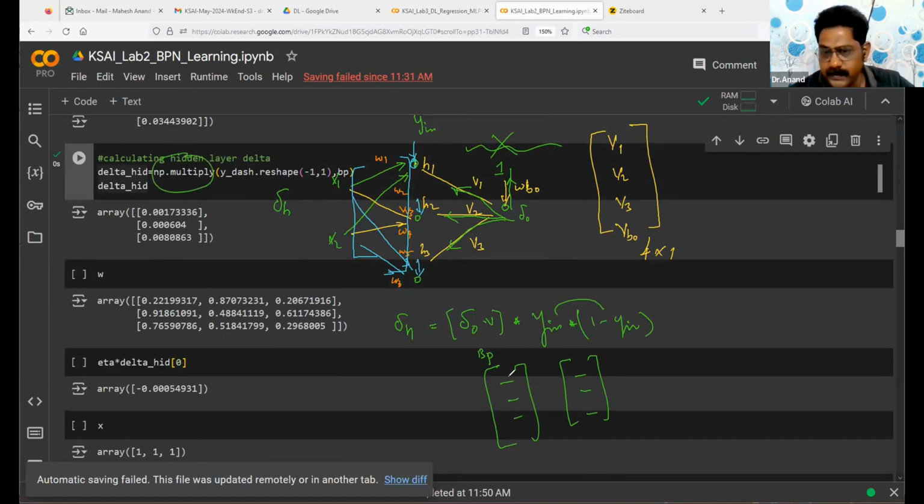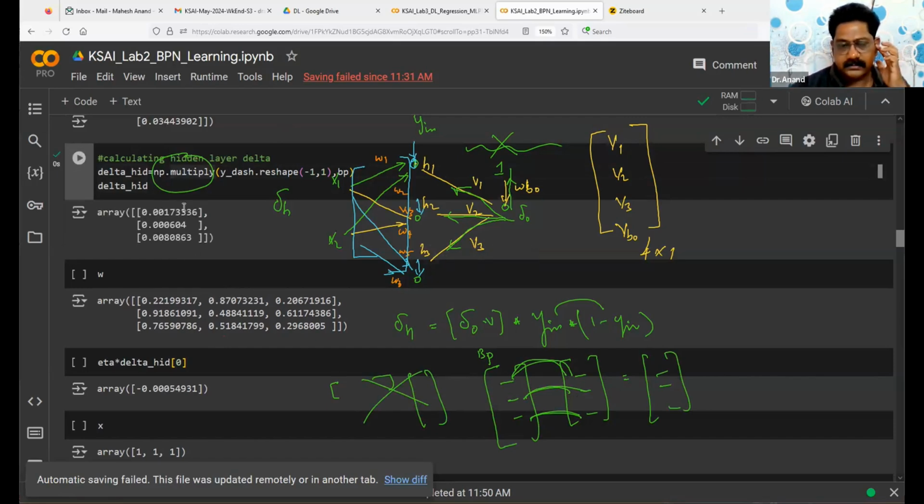NP dot multiply, what NP dot multiply will do, it's element-wise multiplication, whereas your dot product will do a matrix multiplication. One should be like a row vector, another is a column vector, sum of products. But this is not a sum of products. It is just an element-wise multiplication. So that your delta hidden, you will have 3 values. So we compute the delta hidden. You have got 3 by 1.